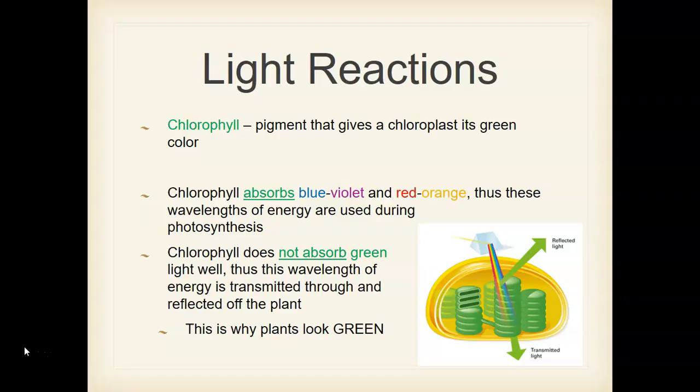In the case of photosynthesis, we're looking at the chlorophyll. The chlorophyll's job is to absorb the blue and violet and the red and orange wavelengths. That's the energy that your plants can actually utilize to drive photosynthesis, make that ATP, make that NADPH, and then ultimately convert that into sugars.